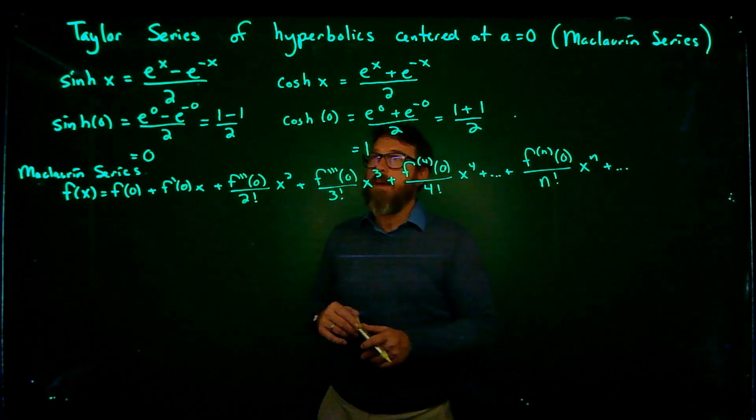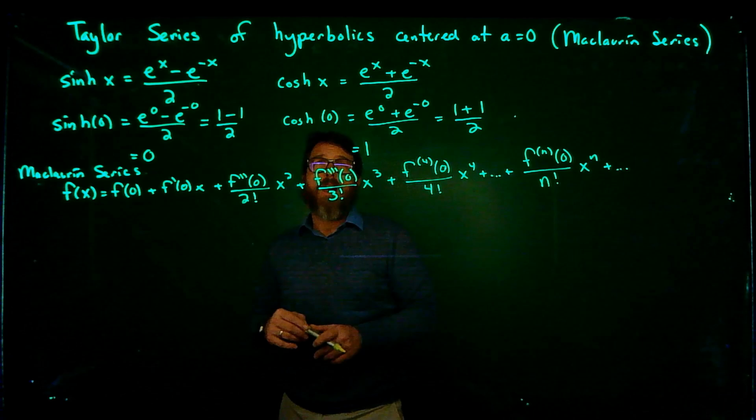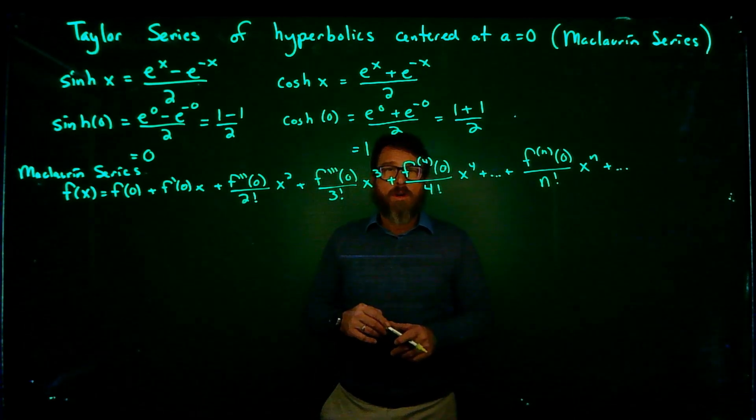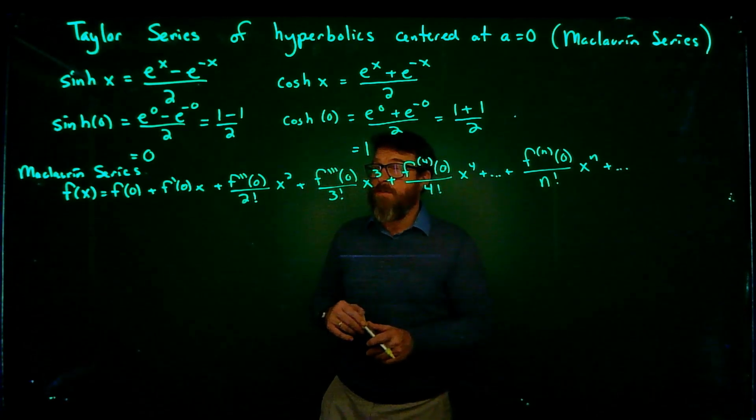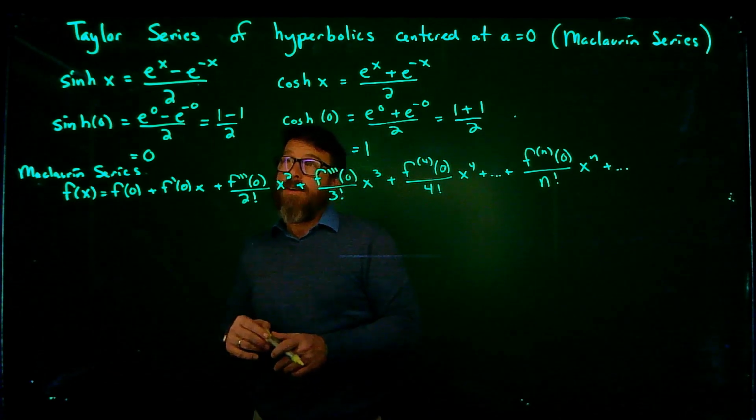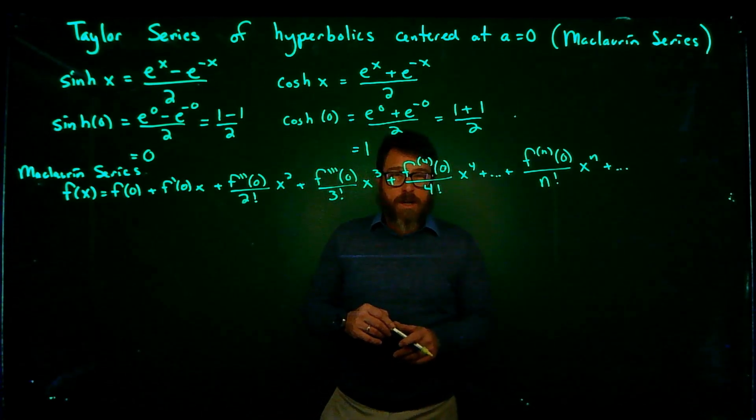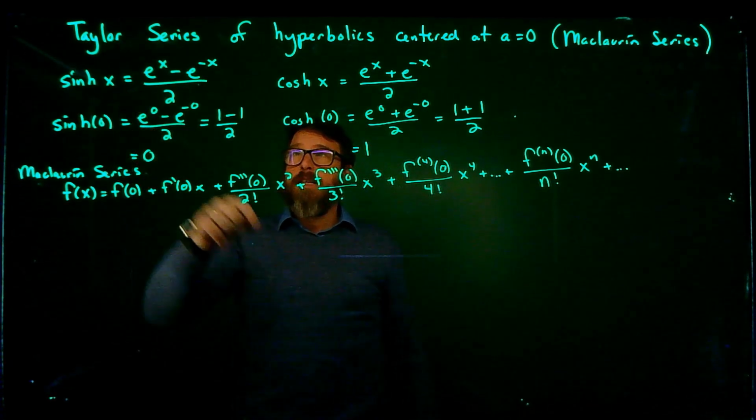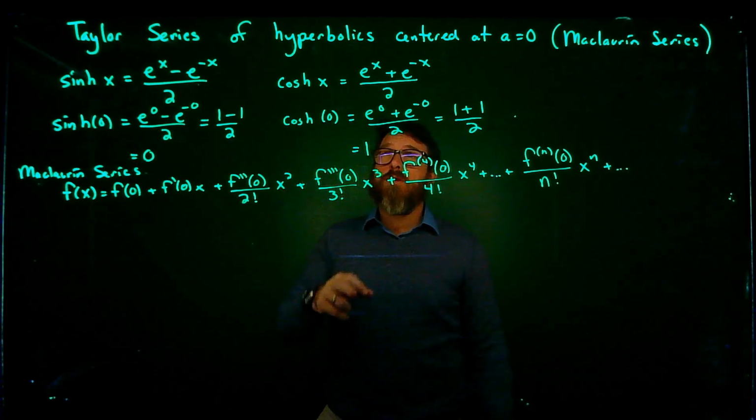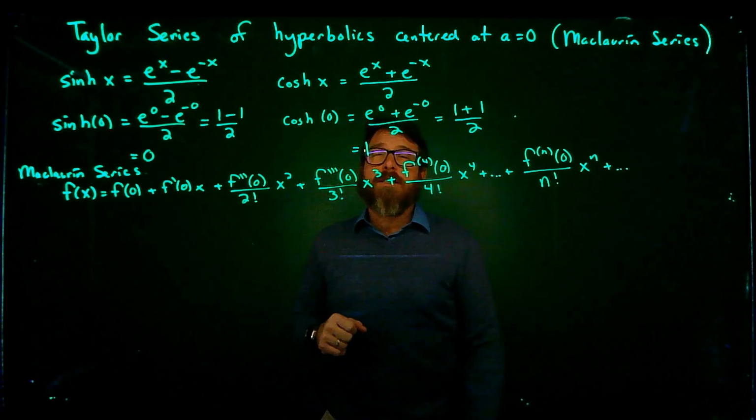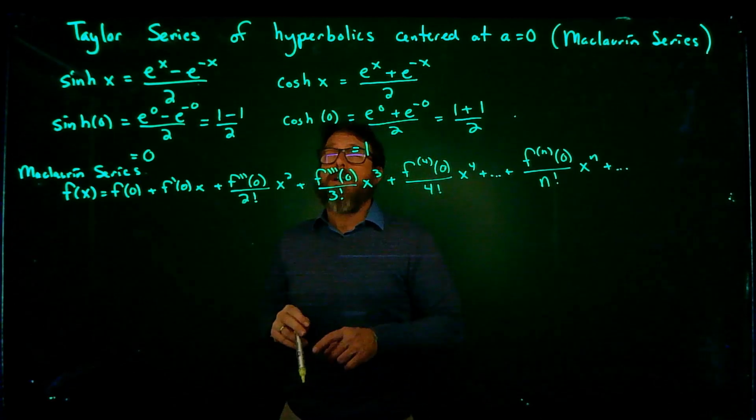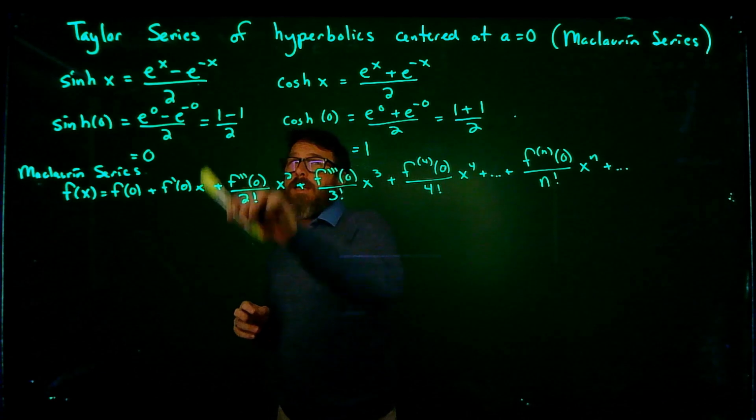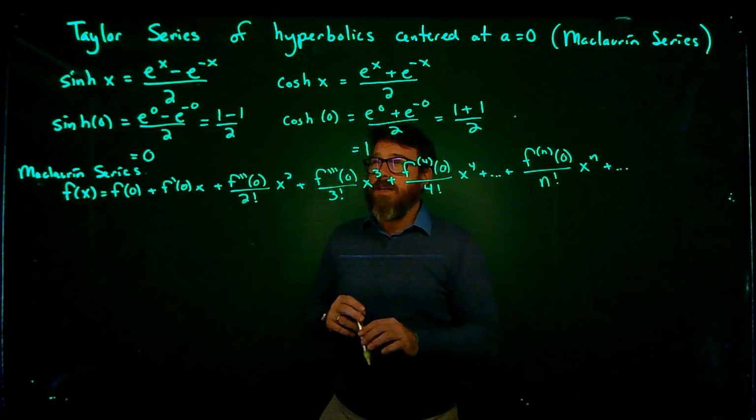I'm Professor Van Hamlin, and I'm going to cover Taylor's series of hyperbolics centered at a equals 0, or really their Maclaurin series. So I'm going to find the Maclaurin series of the hyperbolic sine of x and also the hyperbolic cosine of x. We know that the hyperbolic sine of x is e to the x minus e to the negative x over 2, and the hyperbolic cosine is the same thing except a plus instead of a minus. This being the odd function, this being the even function of e to the x.